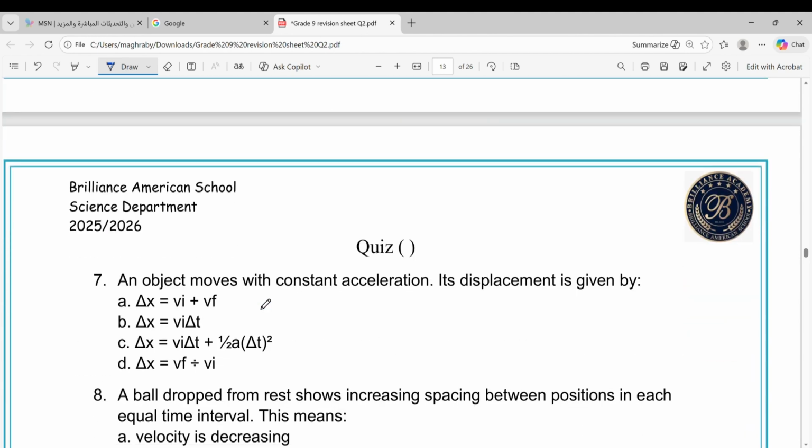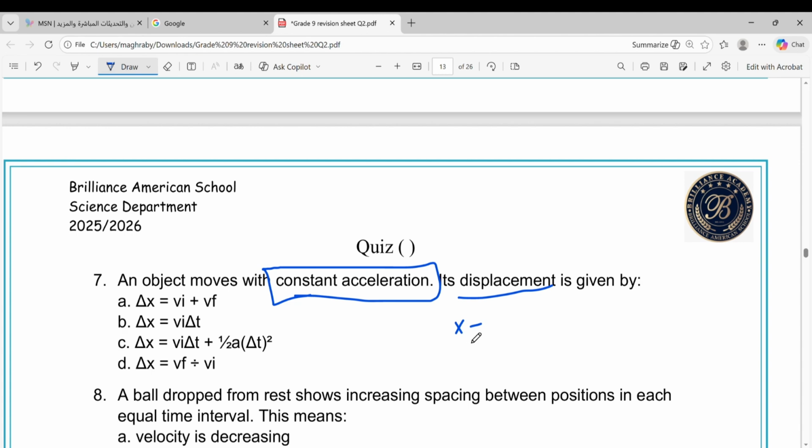Next one. An object moves with a constant acceleration, its displacement is given by what? Okay, constant acceleration, and we just need to get the displacement. We said there are two rules for the displacement.